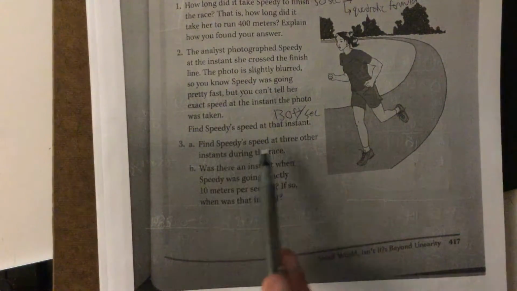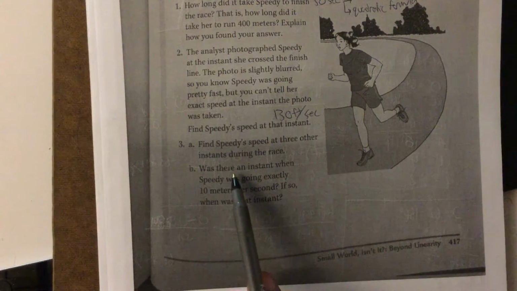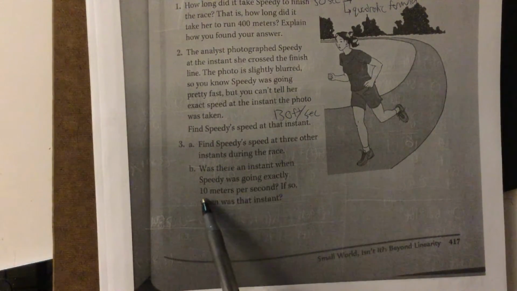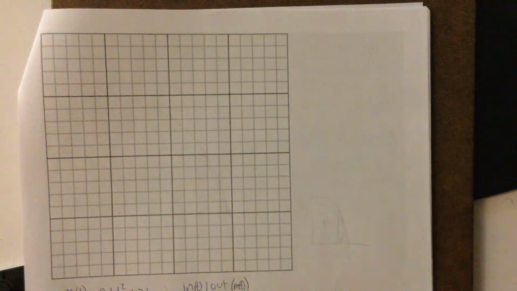Okay, so find speed at 3 other instants during the race. Was there an instant when speed was going exactly 10 meters per second? If so, when was that instant? Oh, that's a fascinating question. Okay, let's start off by finding Speedy's speed at other points in the race.